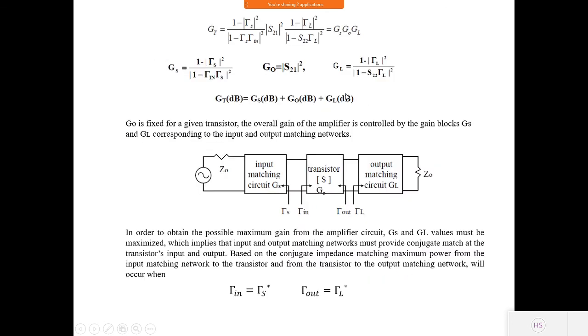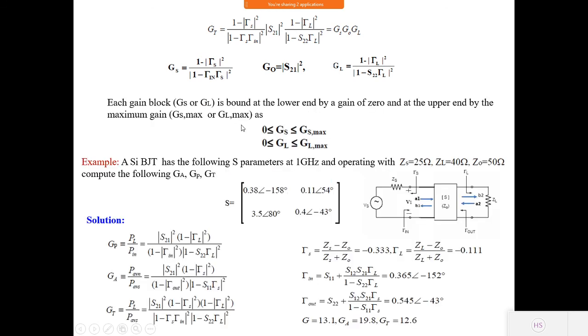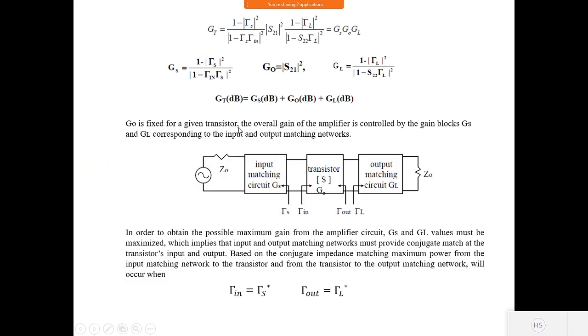These are important for designing the amplifier circuit for a given network. In the next class we will continue with the remaining part of this.